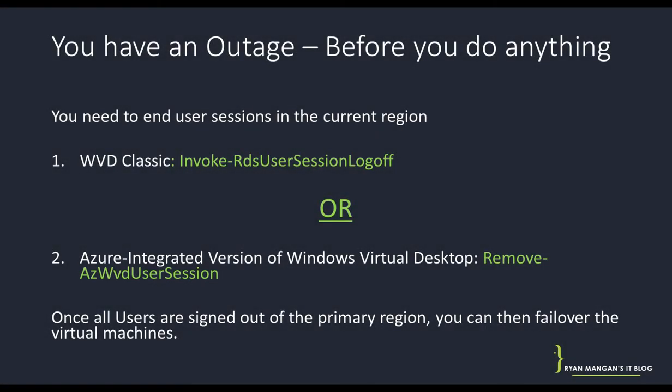So before you carry out a failover or do anything in a disaster recovery situation, you need to ensure that all of your users are logged out of the primary Windows Virtual Desktop host pools, before you fail over to the secondary. Once all users are signed out, you can then go ahead and fail over to the secondary region.